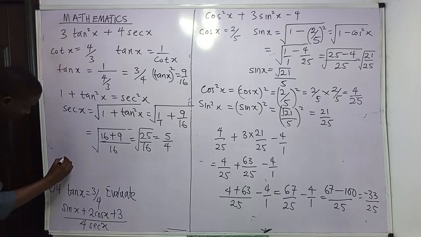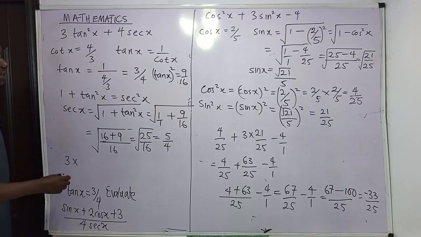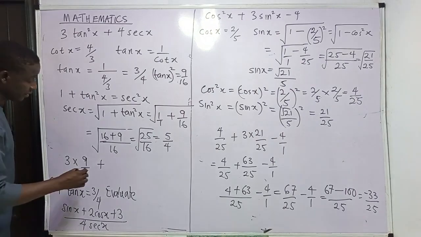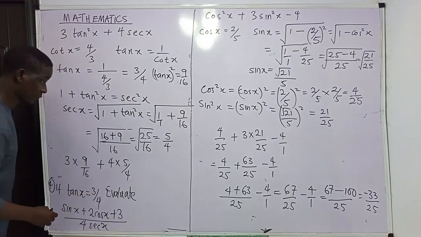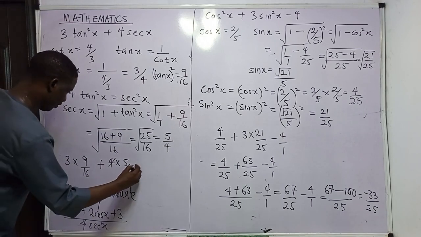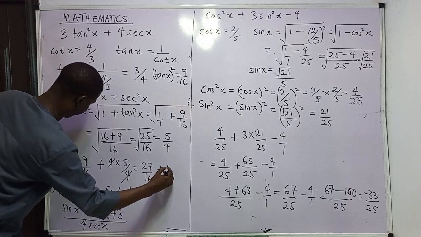So we'll put it here. I mean 3 times tan square x. That means 9 over 16, plus then 4 times 5 divided by 4. So this one will cancel this one. So what we are left with is what? 27 over 16 plus 5.